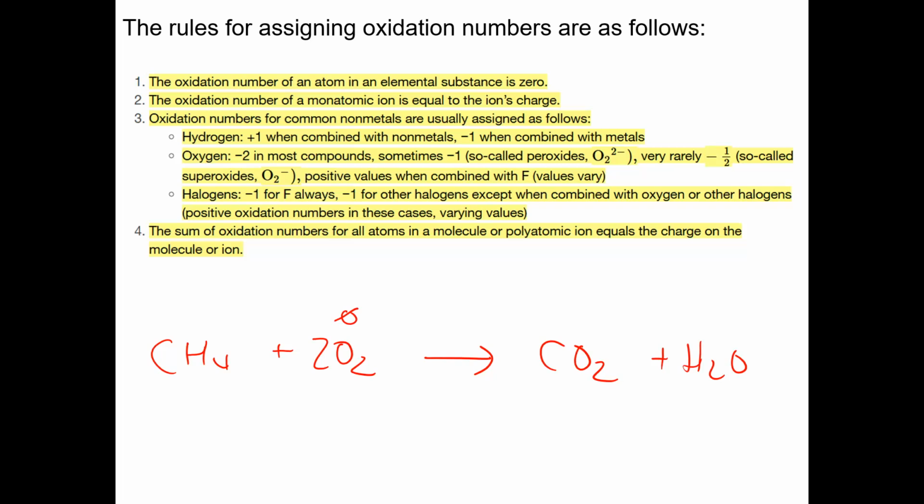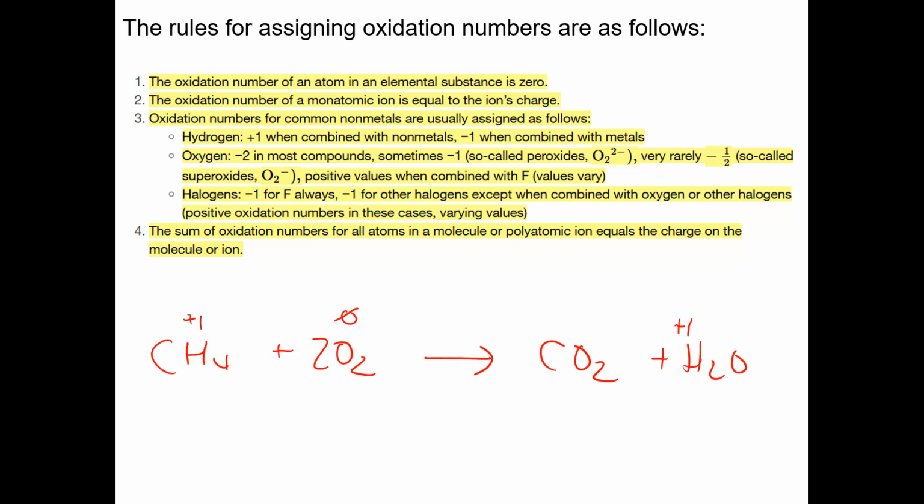Now we have a series of rules that relate to the oxidation numbers for common nonmetals. Hydrogen, when it's in compounds combined with nonmetals, has an oxidation number of +1, but when it's in compounds combined with metals, it has an oxidation number of -1. So in this example, I can go ahead and give hydrogen an oxidation number of +1 in each case, because in both cases it is combined with a nonmetal.